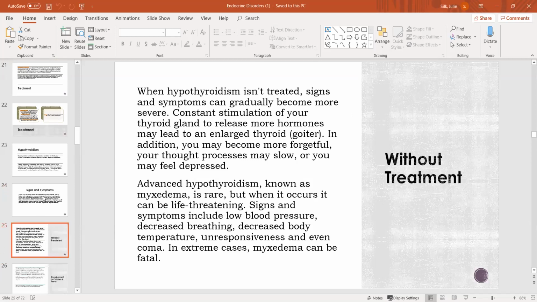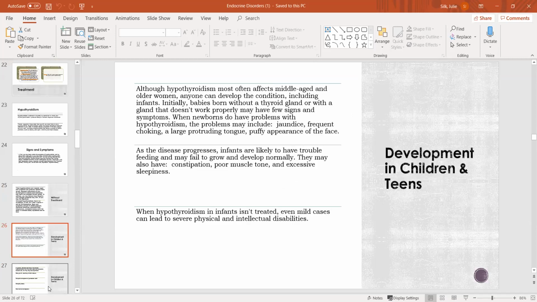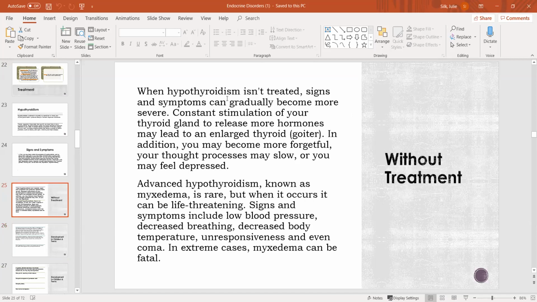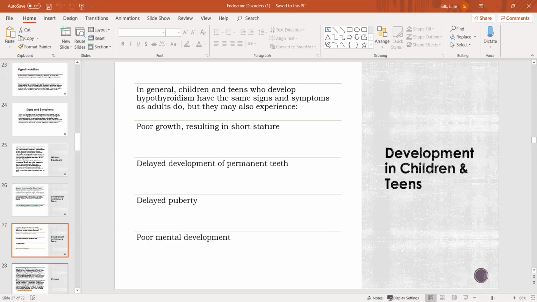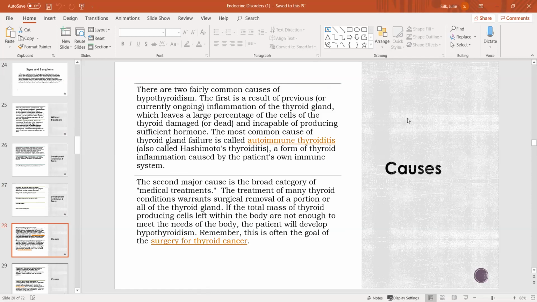Let me skip over some of this stuff. In some of these slides, I have stuff that can happen if you don't treat it. And it can happen in children and teens even. It's not always just older adults. And it can affect your development and everything. So you guys can read through all of that. But as far as causes, let's talk about that a minute.